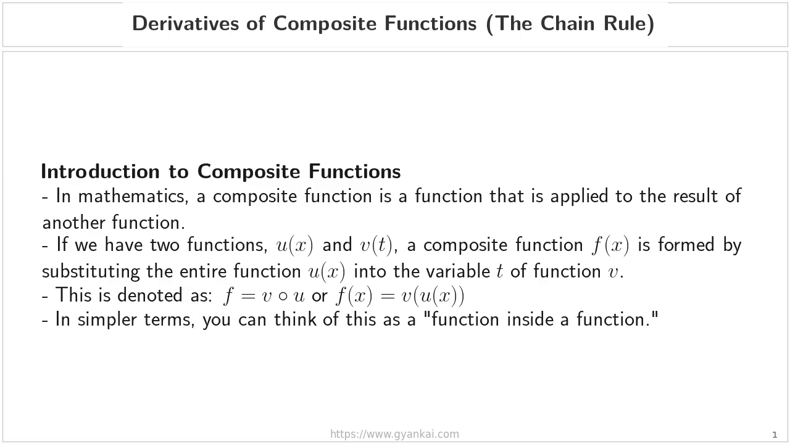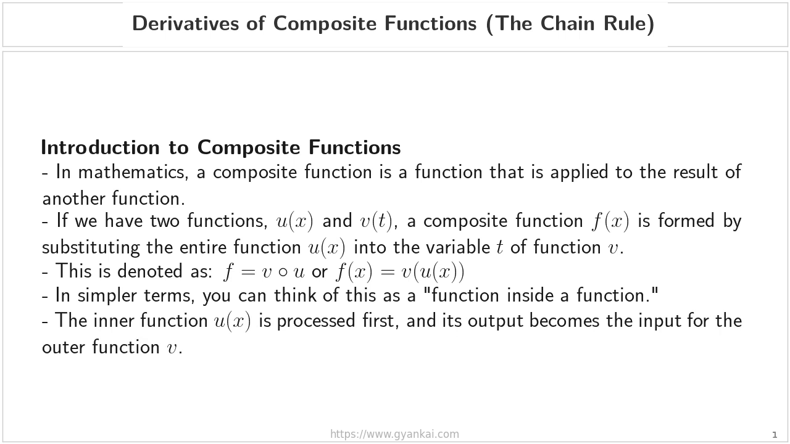In simpler terms, you can think of this as a function inside a function. To visualize how this works, remember that the inner function, u of x, is processed first. Once we have that result, its output becomes the input for the outer function, v. Understanding this inner and outer relationship is essential, as it provides the foundation for the chain rule, which we will define in the very next slide.